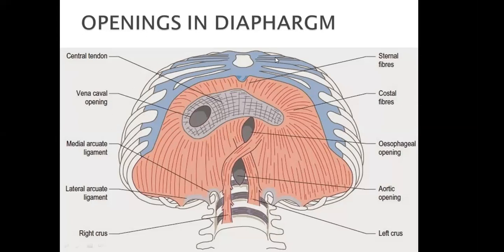Median, medial and lateral arcuate ligament. The median arcuate ligament is a ligament which connects the 2 crura of the diaphragm. The medial arcuate ligament is that ligament which extends from the bodies of the lumbar vertebrae, first to second lumbar vertebrae, to the tip of the transverse process of L1. The lateral arcuate ligament is that ligament which extends from the transverse process of L1 to the 12th rib.